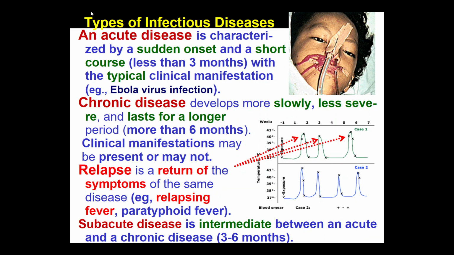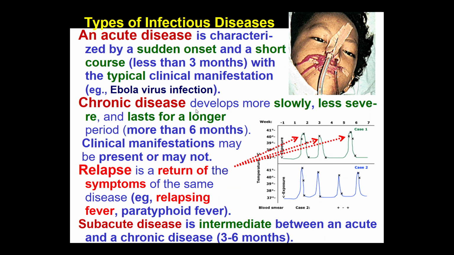Depending on the time of development of the disease, infectious disease may be subdivided into acute and chronic disease. An acute disease is characterized by sudden onset and a short course, usually less than 3 months, with typical clinical manifestations. Ebola virus infection is shown here in this photograph. The typical distinctive characteristic of this disease is bleeding from all body openings, here from the nose and from the mouth.